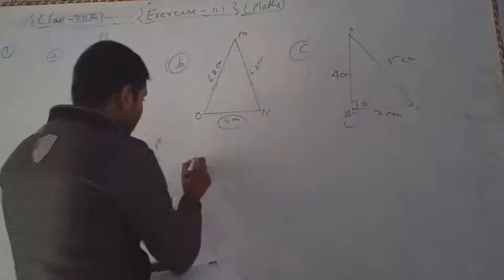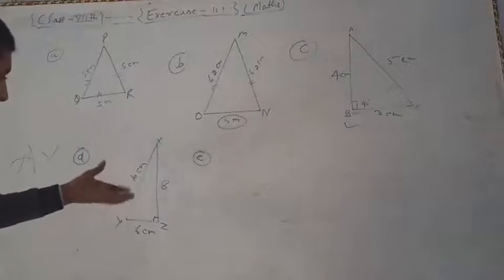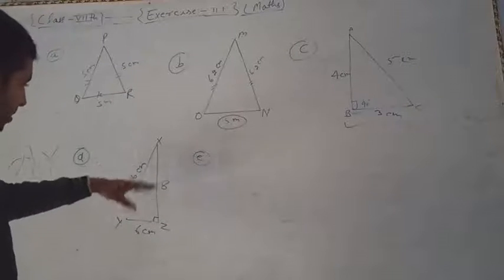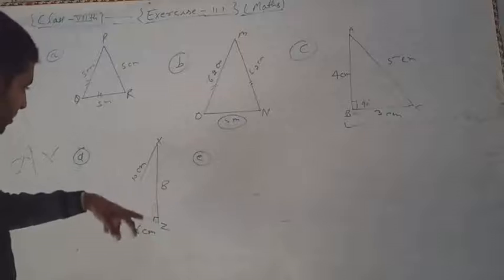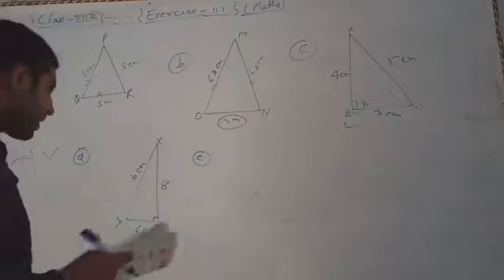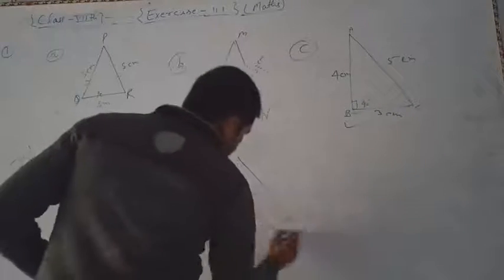You have been given a figure E. In this triangle you can see that none of the sides is the same, so this type of triangle is known as a scalene triangle. Okay. And again in figure E, you have been given this type of figure.